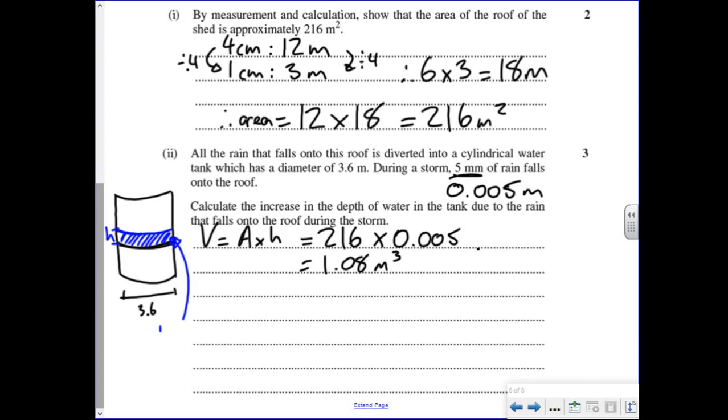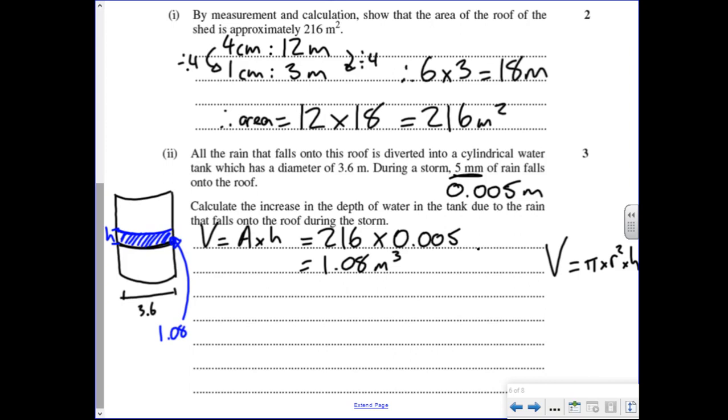So what we're saying here is the volume of this new water that's gone into this tank is 1.08. We're going to use the volume formula in reverse. Remember, the volume formula is usually the volume equals the base area, but because it's a circle, it's pi times the radius squared times the height. This time we know what the volume is, we know what the radius is, we're trying to find the height, so we're going to do it in reverse.